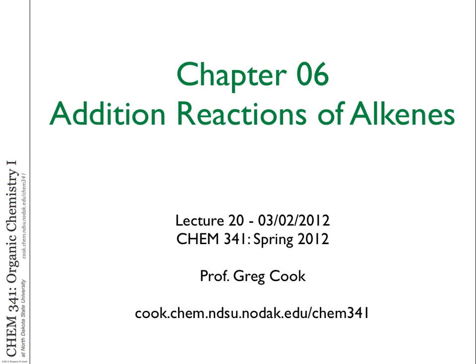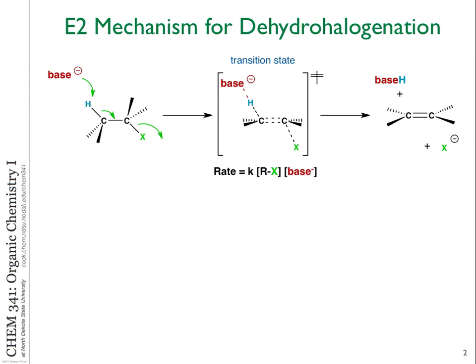So if you recall from the last lecture, we discussed the mechanism for the base-catalyzed dehydrohalogenation reaction, which is an E2 reaction mechanism, which requires the base to take off the proton at the same time that the double bond is forming and the leaving group halogen is leaving. And it's a one-step reaction whose rate depends on both the base and the concentration of alkyl halide.